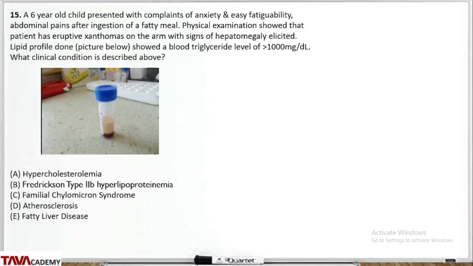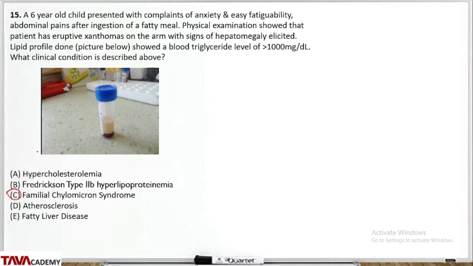Question 15. A 6-year-old child presented with complaints of anxiety and easy fatigability, abdominal pain after ingestion of fatty meal. A physical examination showed that the patient had eruptive xanthomas on the arm with signs of hepatomegaly elicited. Lipid profile. This is all telling us telltale signs that she has familial chylomicronemia syndrome. So that's the answer here.